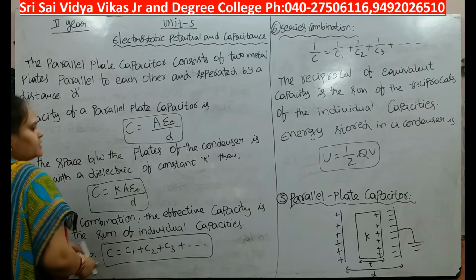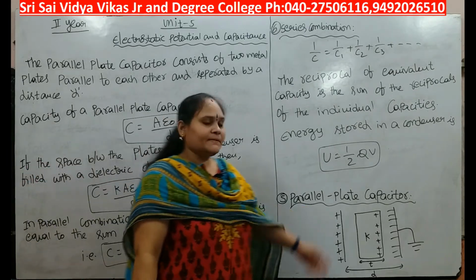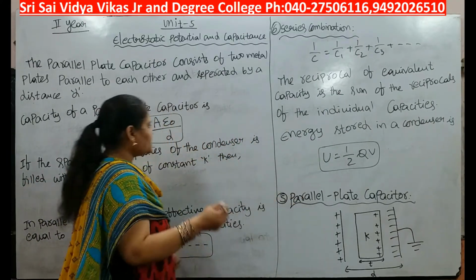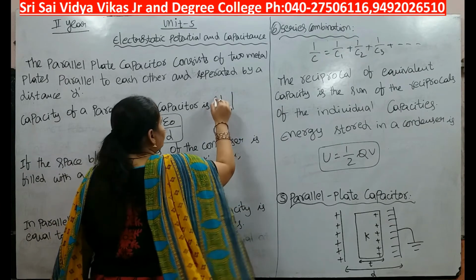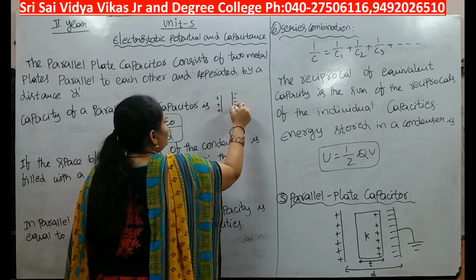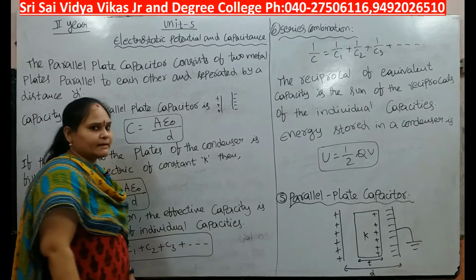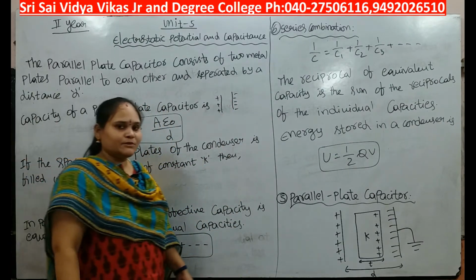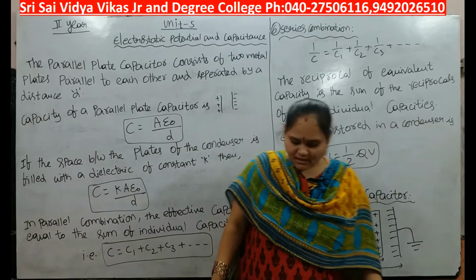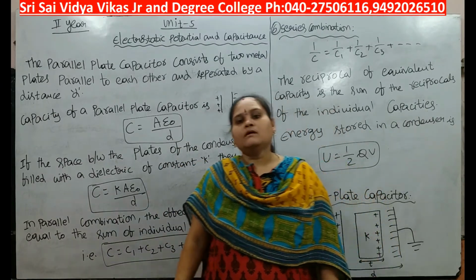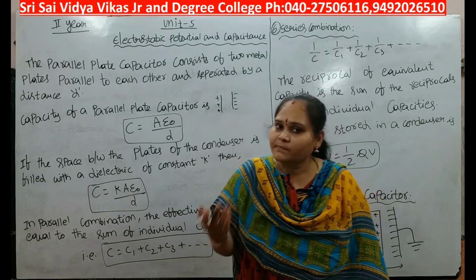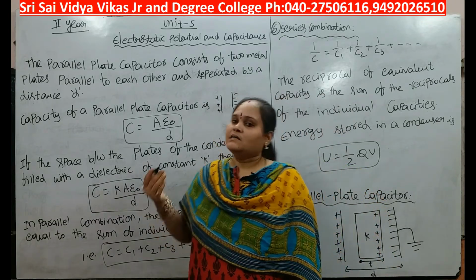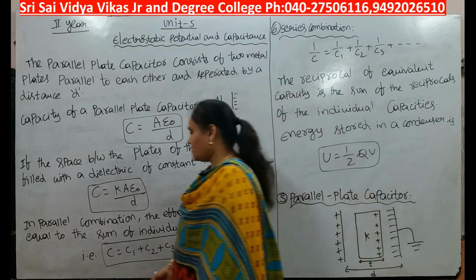So next our topic is the parallel plate capacitor. The capacitor is represented like this. Here is the positive charge and here is the negative charge. In capacitors, two types of combinations are observed: the parallel combination and the series combination.